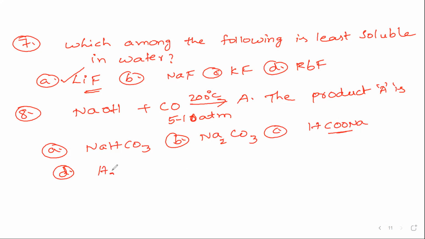This reaction is very important. Sodium hydroxide on reaction with carbon monoxide at a temperature of 200 degrees C and 5 to 10 atmospheres forms compound A. So what is A? A can be sodium bicarbonate, sodium carbonate, sodium formate, or carbonic acid. So the answer is sodium formate. Very, very important. It is an organic compound. Next question.